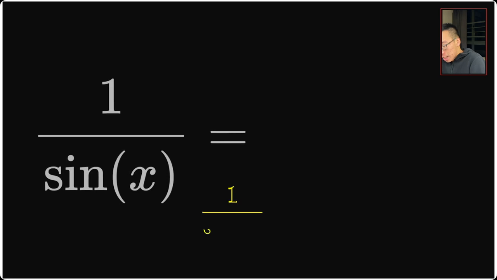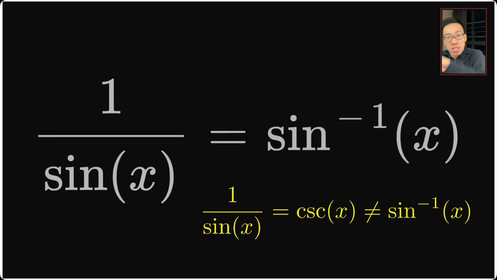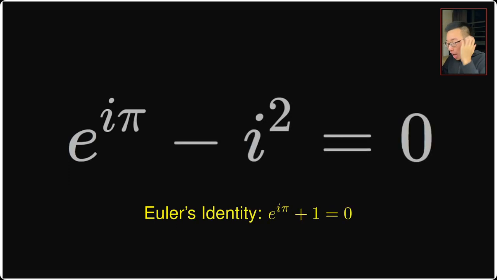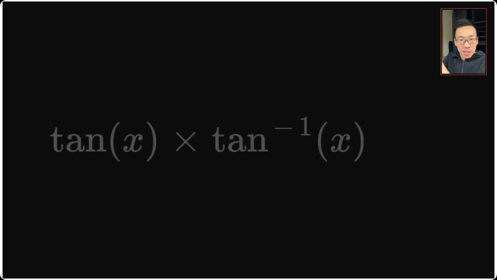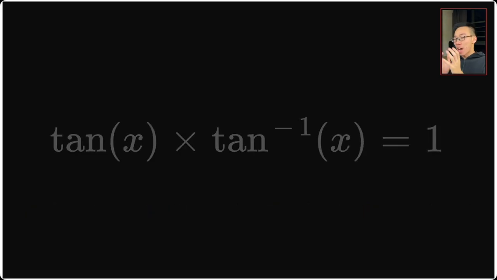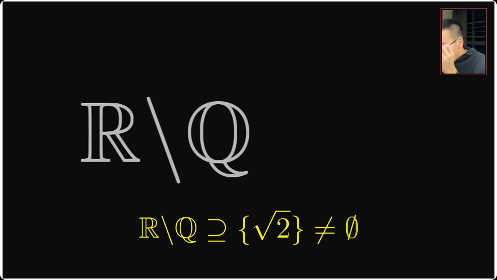Please, not outside. This is cosecant of x. It is not the same as arcsine of x. For goodness sake, those are not the same thing. e to the i pi plus 1, which is negative i squared. Technically correct. Why would you do that? Why? Tangent times arctangent is not equal to 1.